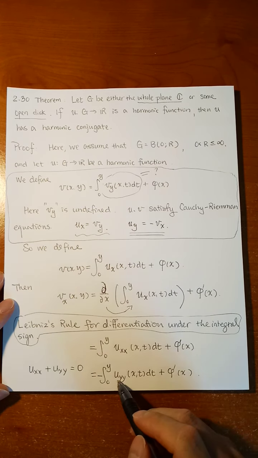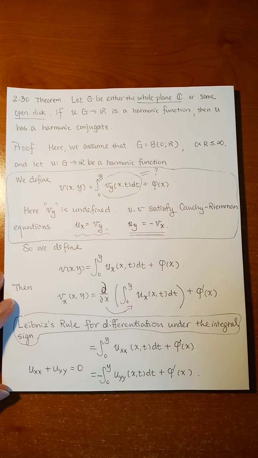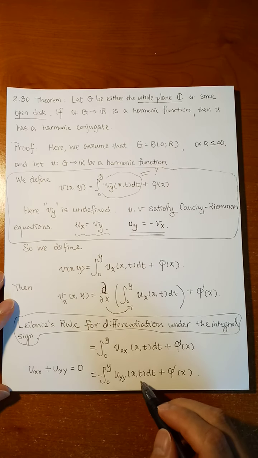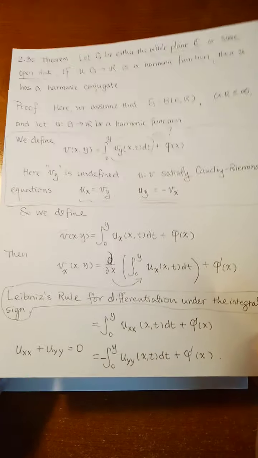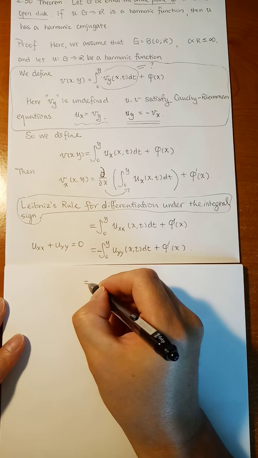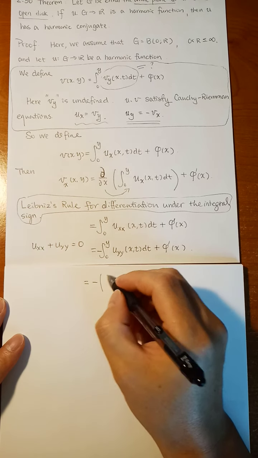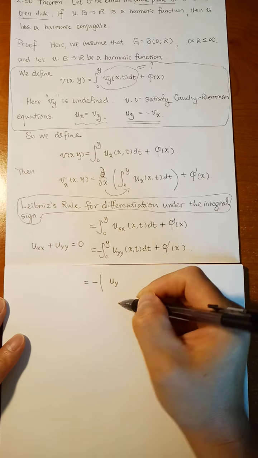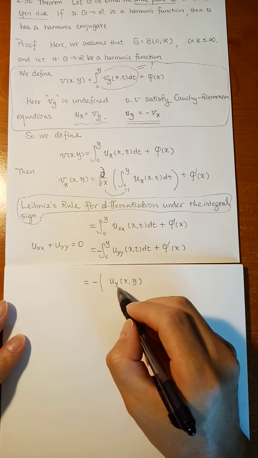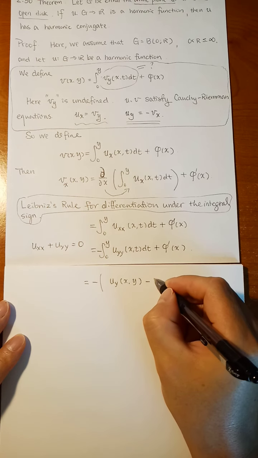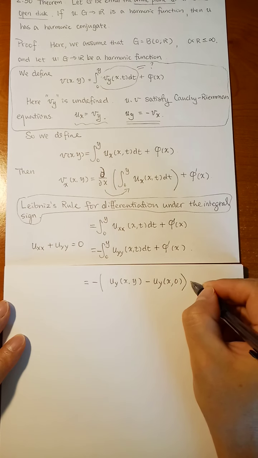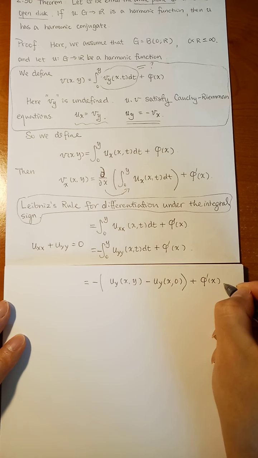Right? You change Uxx to be negative Uyy and move it to the right side. This is a differentiation and integration along the same coordinate. Then by the fundamental theorem of calculus, we know this is negative Uy(x, y), this is the antiderivative. Uyy has antiderivative Uy. Minus Uy(x, 0), you evaluate at 0, and plus phi prime of x.